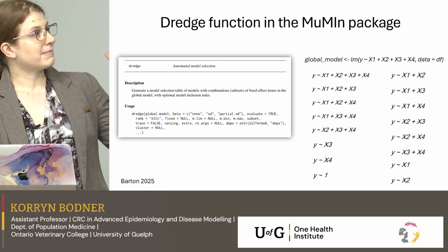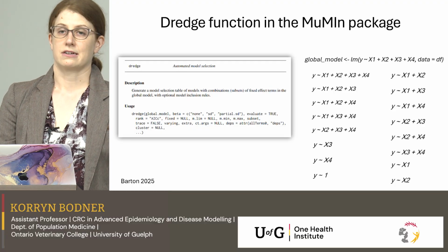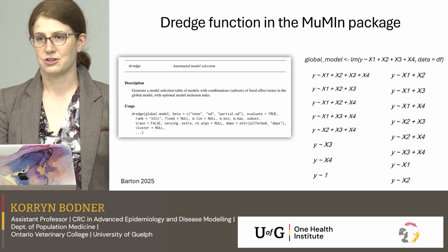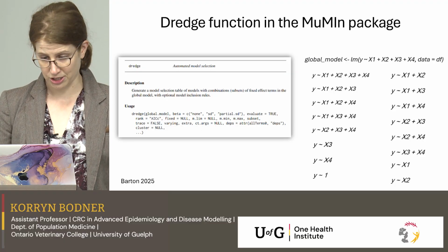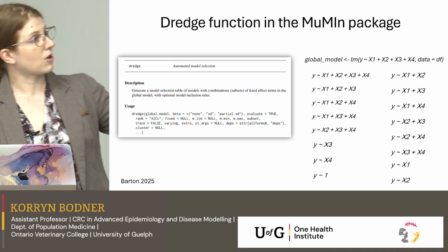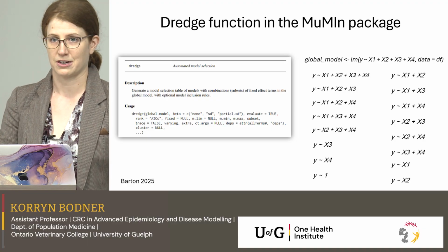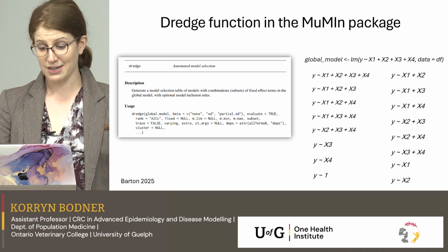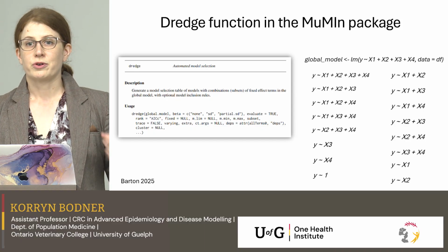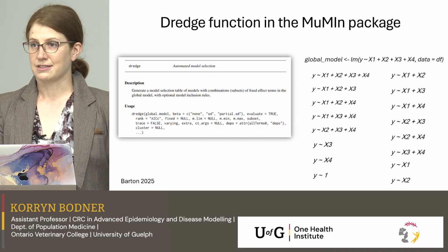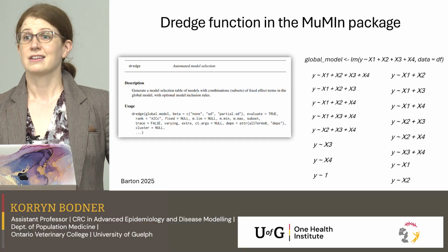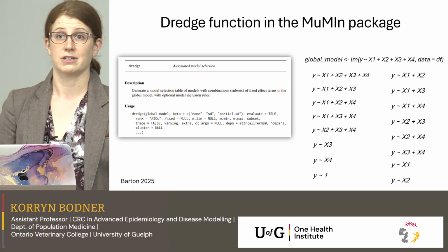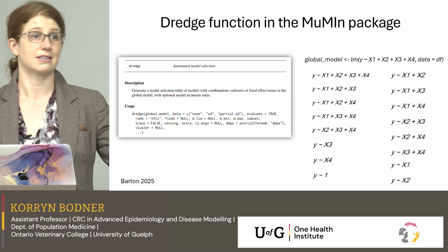So for example, imagine you have this global model here. This is the terminology that we like to use. So this is a global model, and this is what gets put into the dredge function. And so when you put in a model like this that has 4 different variables, this is what dredge does. So it creates all different combinations of these models, and it generates them, compares them, and gives you an output of a table saying which one is best and which one is not.